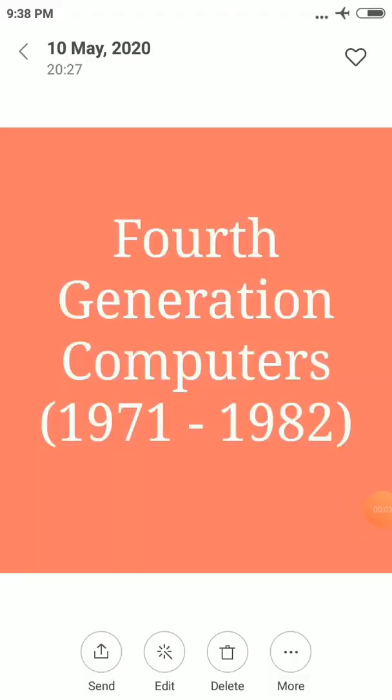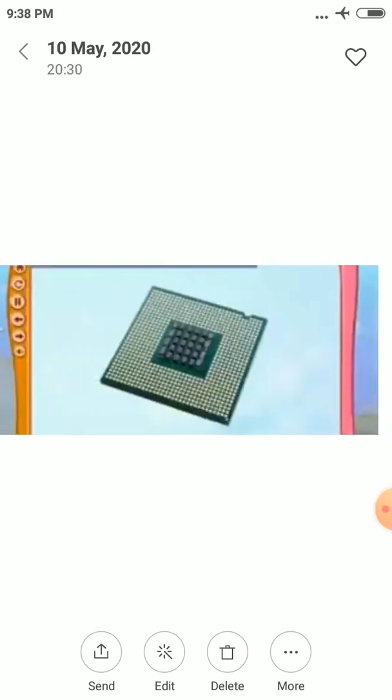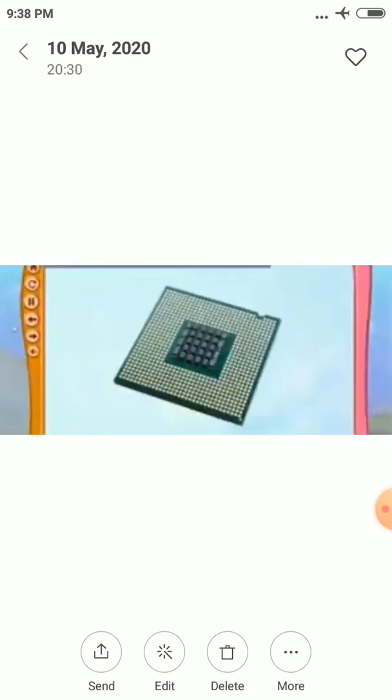Now, fourth generation computers. The computers developed from 1971 to 1982 were called the fourth generation computers. The fourth generation computers use a microprocessor. A microprocessor consists of a small silicon chip on which thousands of circuits are placed. The fourth generation computers are smaller, portable, and cheaper. They use less electricity and produce less heat.